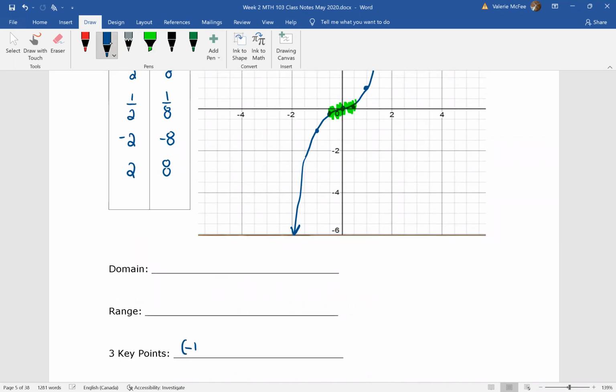These 3 key points were the same key points on our linear function. So we need to know that the graph of x cubed is different. Even the domain and range is the same as the graph of our linear function.